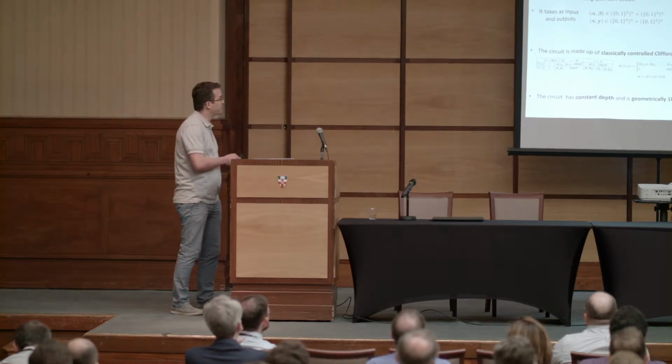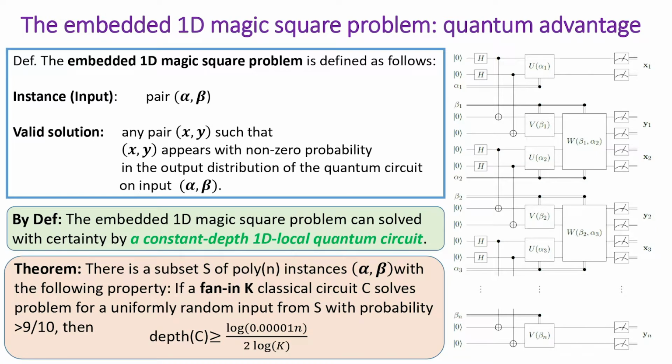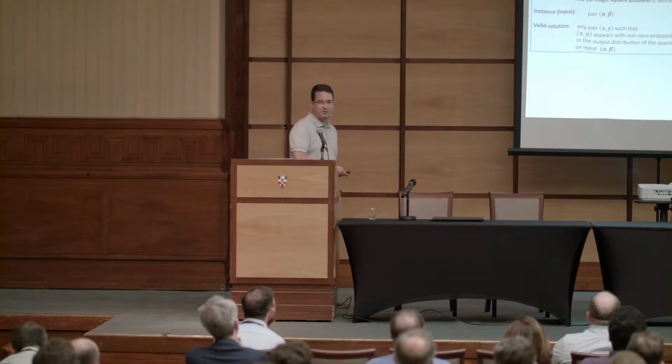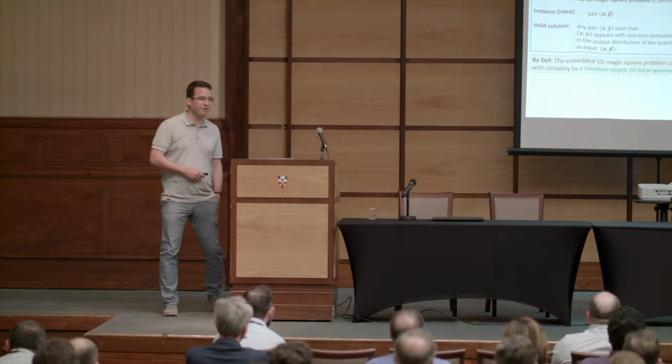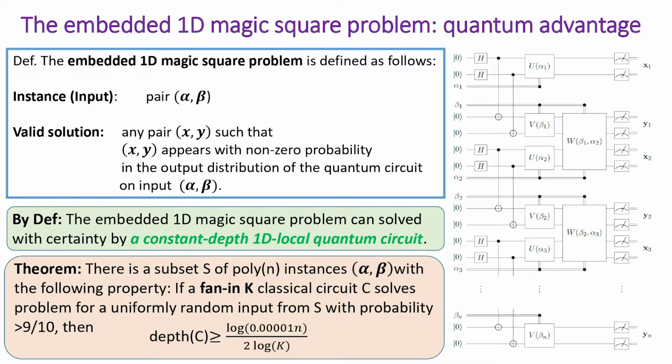Let me define a problem which we call the embedded 1D magic square problem. It's the following. So you're given an input alpha beta, and you're supposed to produce x, y, which appear with non-zero probability in the output distribution of this circuit. So that's a computational problem. And we have a solution. You can solve this problem with a constant depth 1D local quantum circuit, namely this one. Okay, so by definition, this is easy to solve using such a circuit.